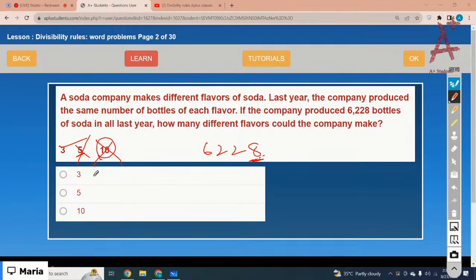That means it must be divisible by 3. For 3, the divisibility rule is to add up all the digits: 6, 8, 10, 12, and 18 is the sum. 18 is divisible by 3. Yes, 3 times 6 is 18. That means yes, it is divisible by 3, right? So the correct option is 3.